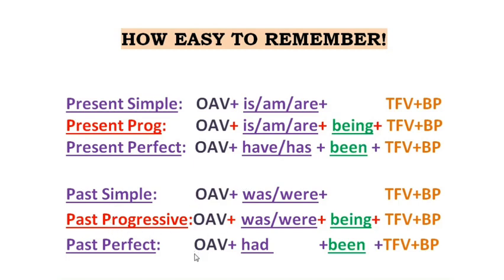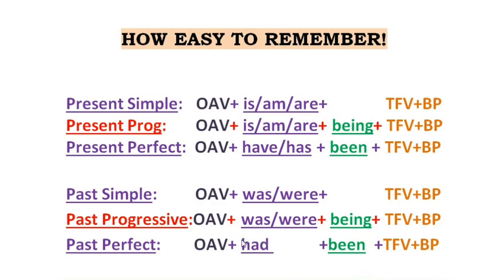How easily can we remember all this? First comes OAV in past tense. Last comes TFV plus BP, in all these three forms. The perfect progressive form doesn't have a passive form; it is not passivized. In past simple, just one verb. In past progressive, two verbs, was or were plus being. In past perfect, had plus been, two verbs.